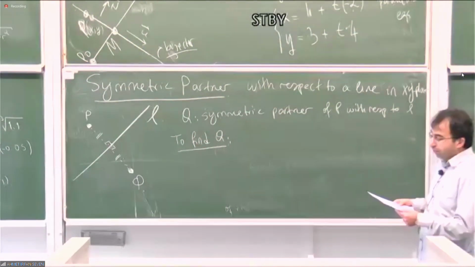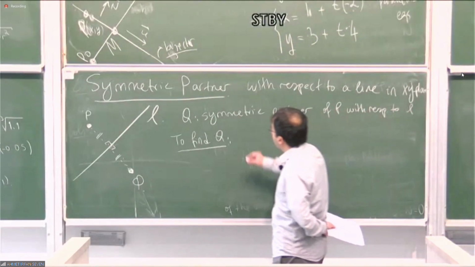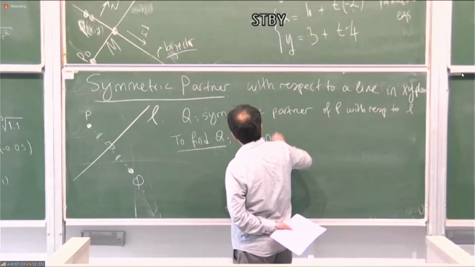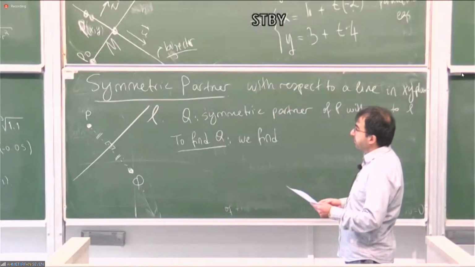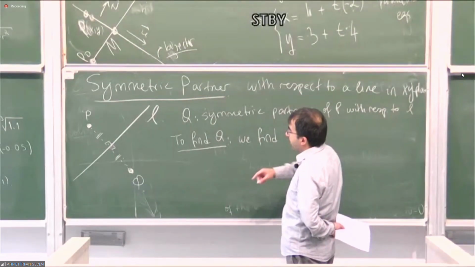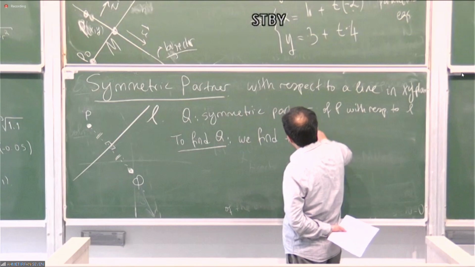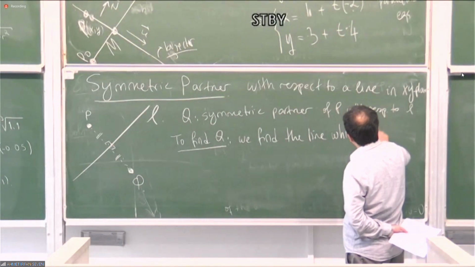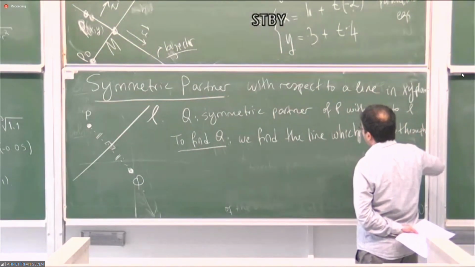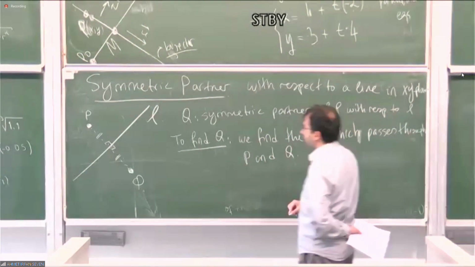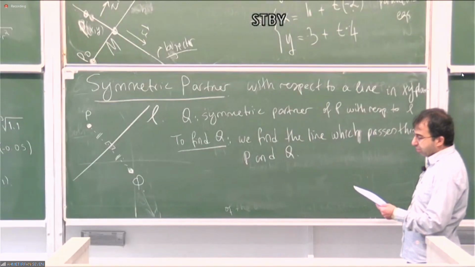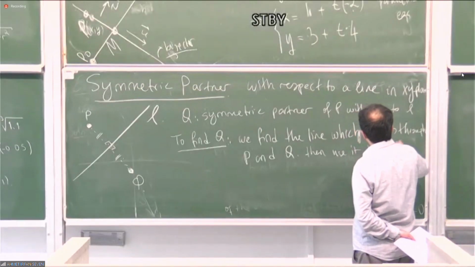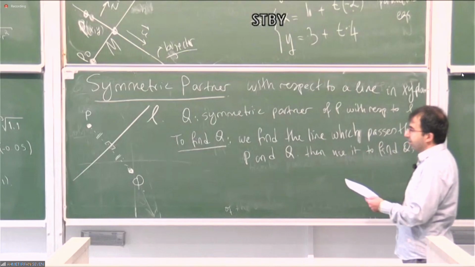What can we do? First of all, we can find the line which connects P and Q, which passes through P and Q. Then use it to find Q. It may sound strange, but it will be easy, as you will see.